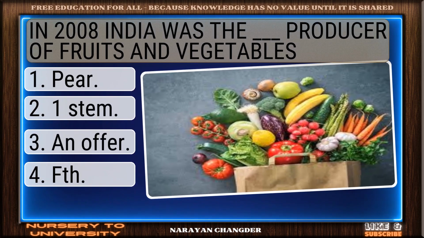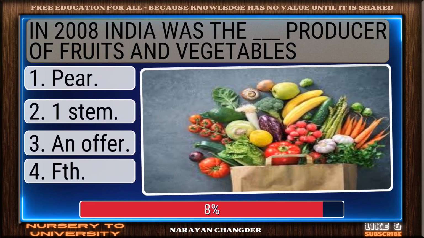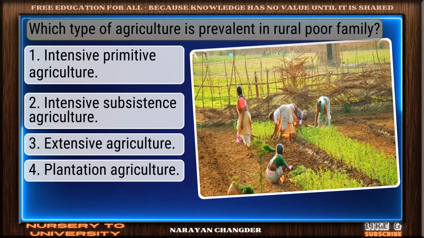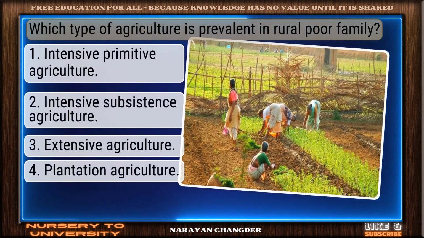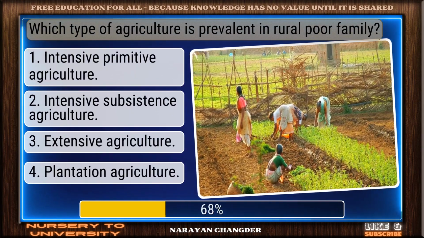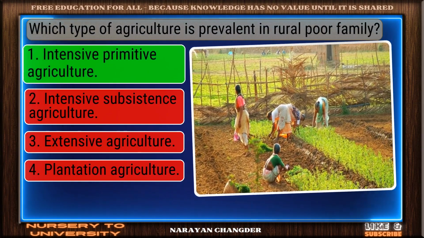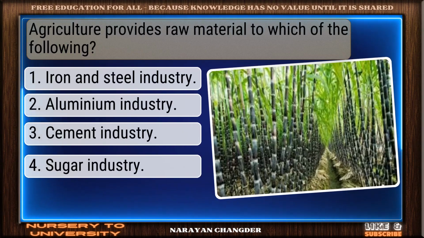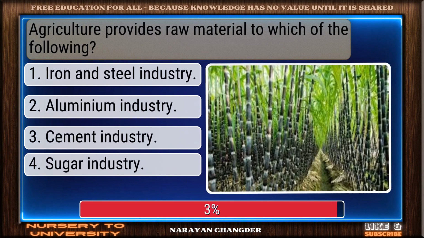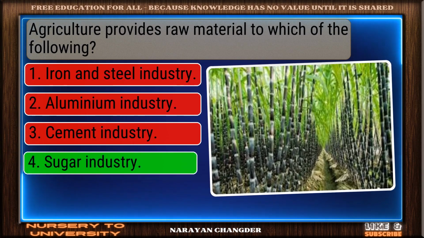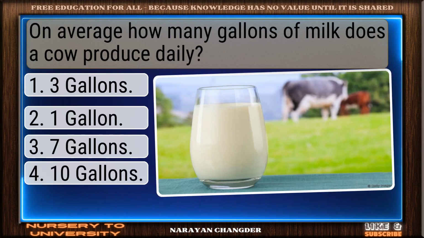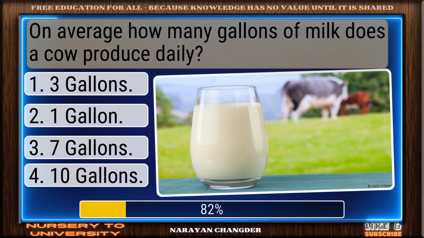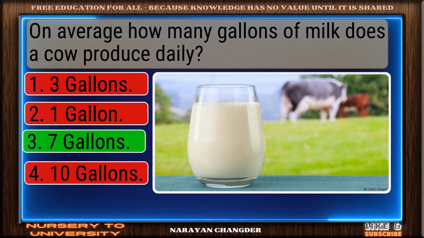In 2008, India was the dash producer of fruits and vegetables. Strong choice. Pear is right. Which type of agriculture is prevalent in rural poor family? Well reasoned. Intensive primitive agriculture is correct. Agriculture provides raw material to which of the following? You chose sugar industry. Correct. On average, how many gallons of milk does a cow produce daily? Right again. 7 gallons is valid.